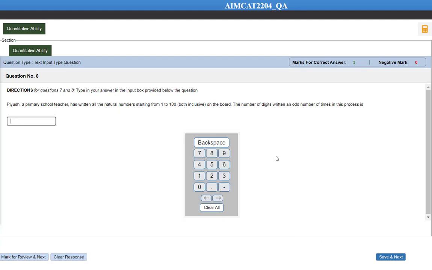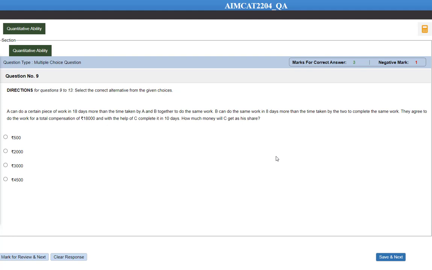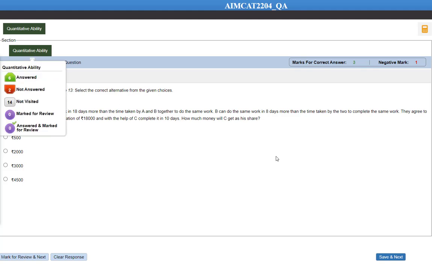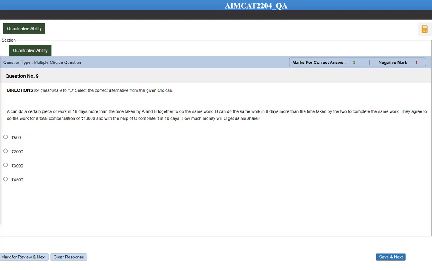Okay everyone, after this question number 9, look here, 25 minutes are left. In the first 15 minutes we were able to solve 6 questions. So now question number 9: A can do a piece of work in 18 days more than the time taken by A and B together to do the same work. B can do the same work in 8 days more than the time taken by A and B together to complete the work. Okay, I hope everyone is aware of this situation if you have solved time and work.